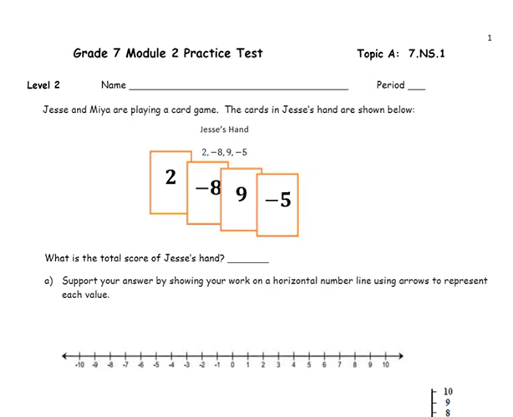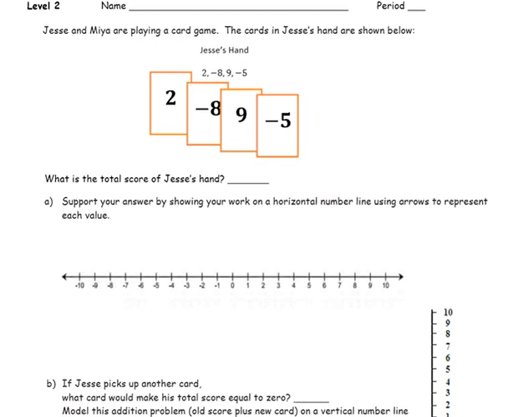This is Mrs. Appia with the Grade 7 Module 2 practice test for Topic A. Jessie and Maya are playing a card game. The cards in Jessie's hands are shown below. What is the total score of Jessie's hand?